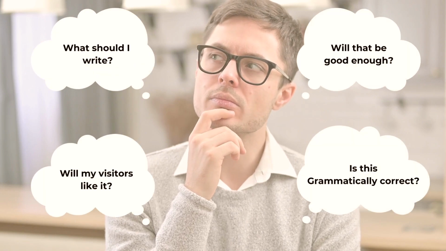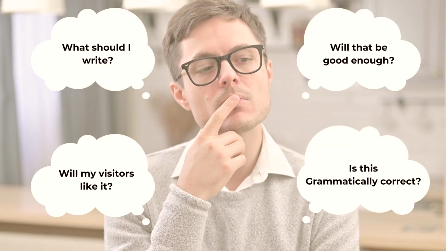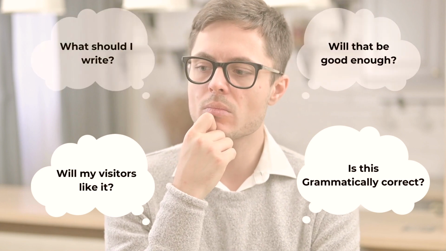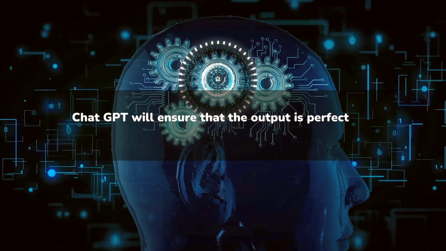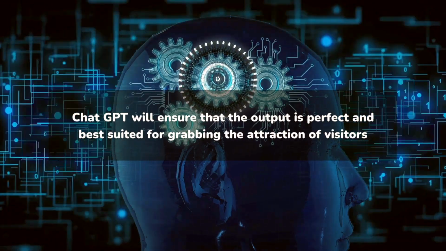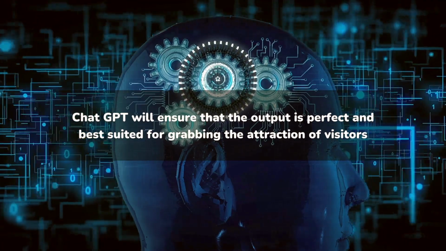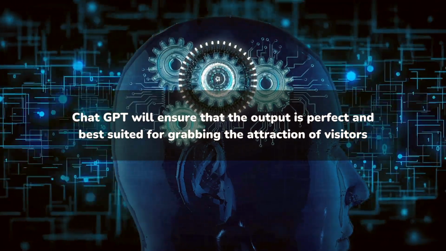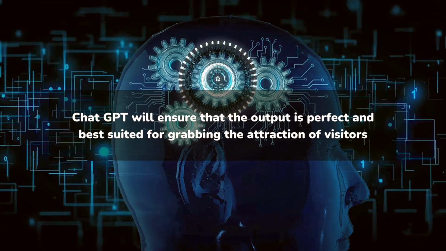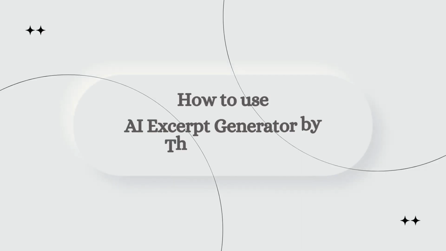Now, why should we use the AI Excerpt Generator? You can think that I can be writing the excerpt by myself, but there are lots of questions. So, to ease that process, ThemeNcode is using ChatGPT to create that excerpt for you. The process is very simple. You just need to click a button and ChatGPT will create the excerpt for you.